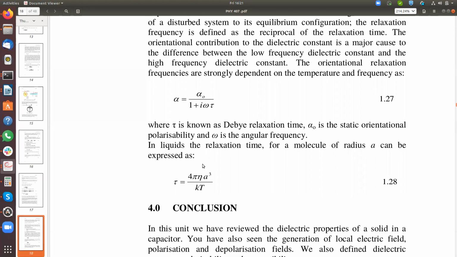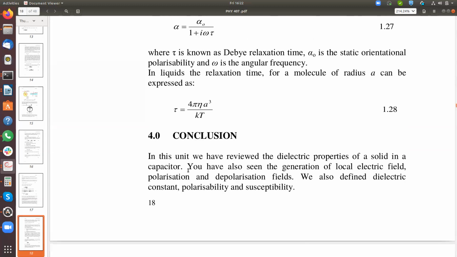In liquid, the relaxation time for a molecule of radius a can be expressed like this. So this tau, we can write it like this for a liquid, which is 4 pi eta, where eta is known from Stokes law, then a cubed over kT. k is the Boltzmann constant and T is the temperature. a here is the atomic lattice constant. Sometimes it is referred to as the radius, but in the liquid, it will give you the volume.